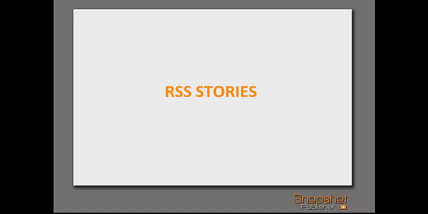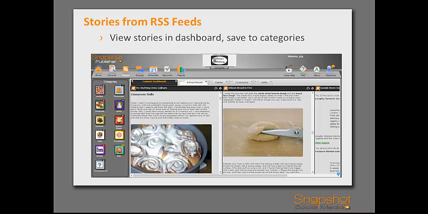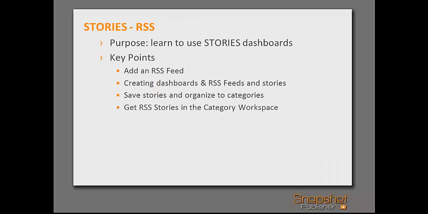RSS feeds can be a great source of good stories. Let's see how Snapshot Publisher works with RSS feeds. You can view stories in a dashboard and then save those stories into categories so you can use them and republish them. In this video, we will learn how to use stories dashboards.